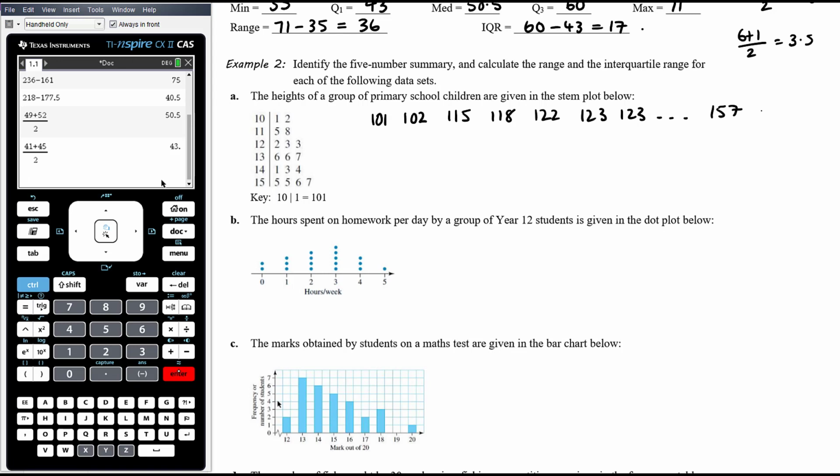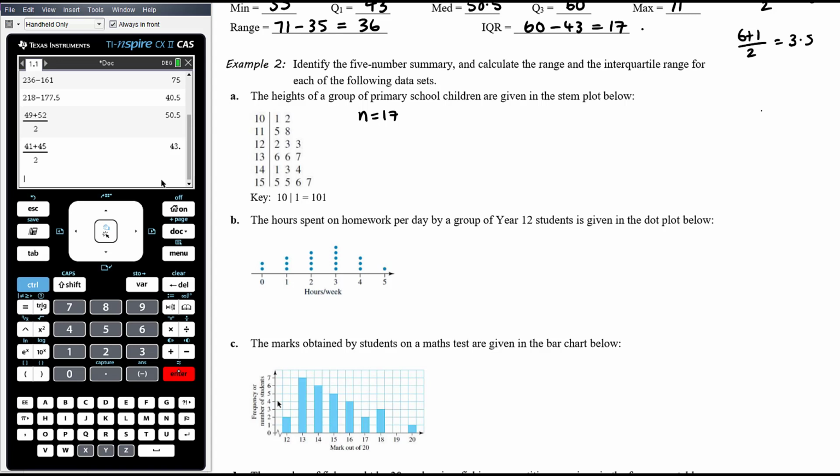So if we count up the leaves, that's going to tell us how many bits of data we have. 1, 2, 3, 4, 5, 6, 7, 8, 9, 10, 11, 12, 13, 14, 15, 16, 17 pieces of data. Okay, so we've got 17 pieces of data. Sometimes when we talk about the number of bits of data, we say n equals 17. Your CAS uses n. I'll show you that in a minute. We'll look at how we get the CAS to calculate some statistics, including these 5-number summaries.